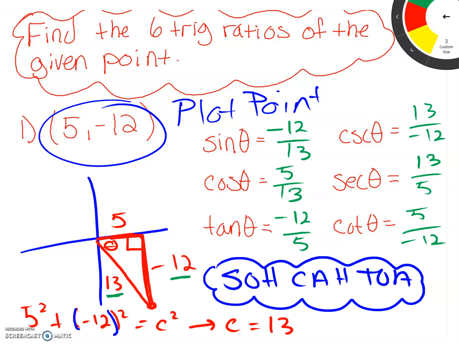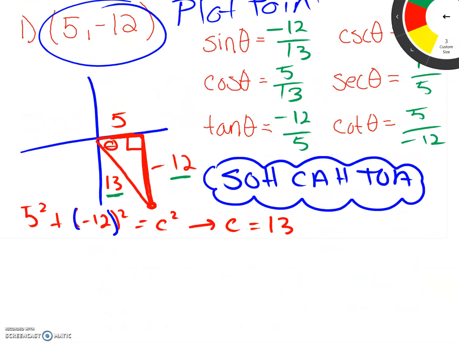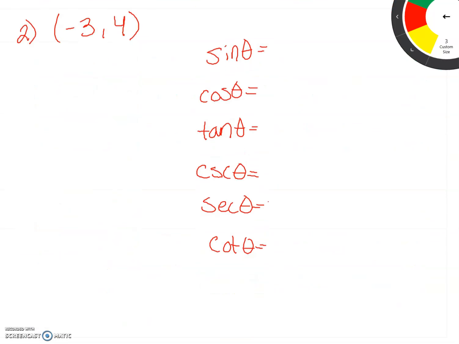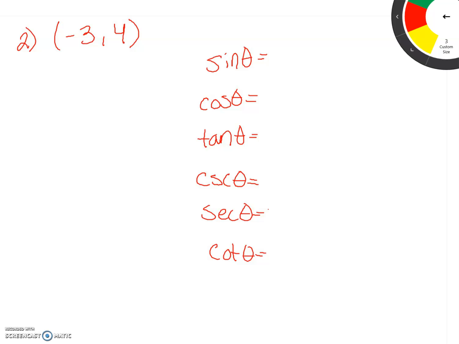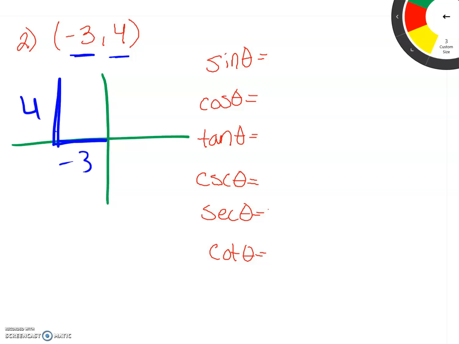Now, if we go to our next page, if I remember how to do this, we have another one. So let's try this one. Okay? So we're going to do the same thing. We're going to start by drawing our triangle. This time it's -3, 4. So that means we're going to go left 3, up 4. So there's my -3, there's my 4, there's my right angle. The only way I can make that a triangle is to connect it to the origin. And my angle is always the one by the origin.